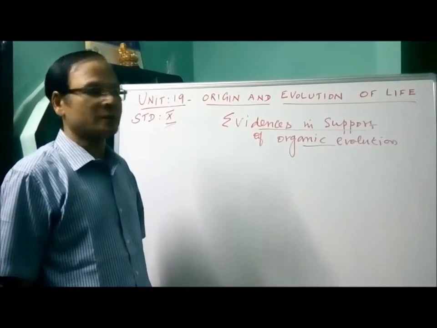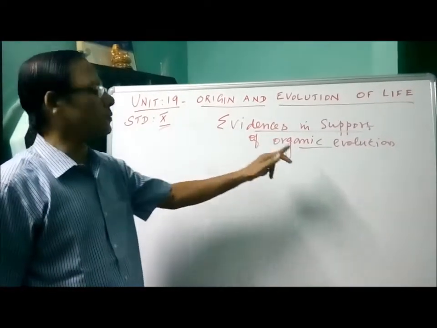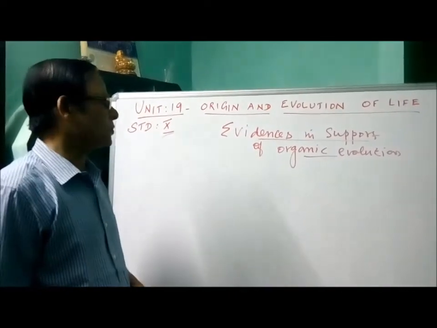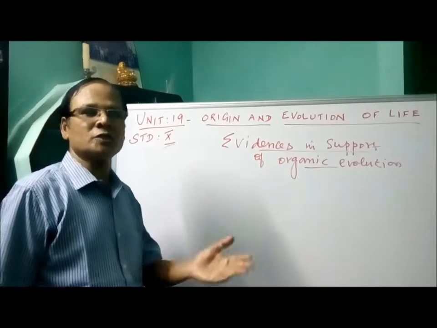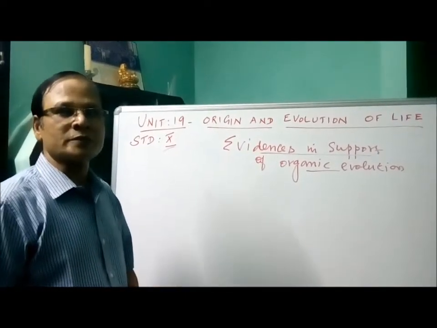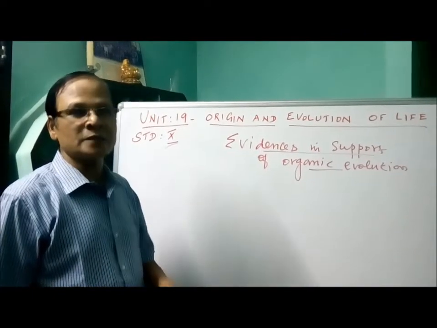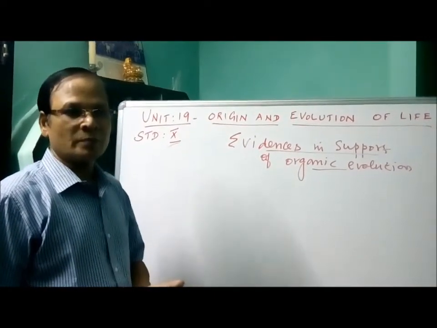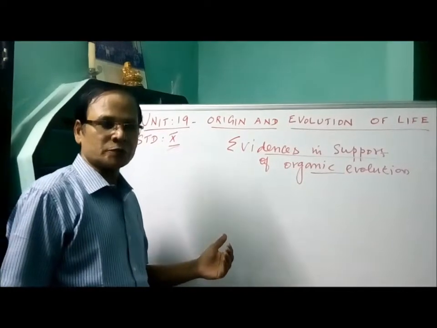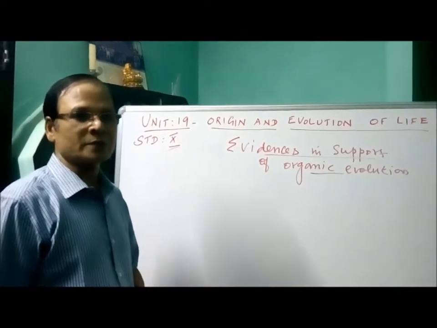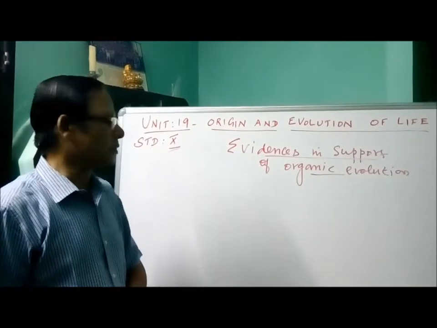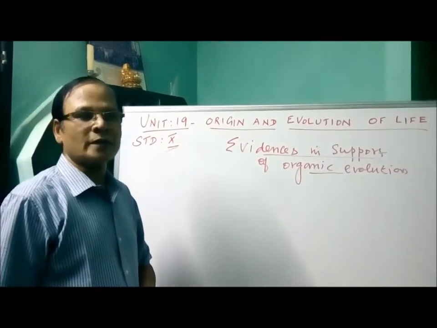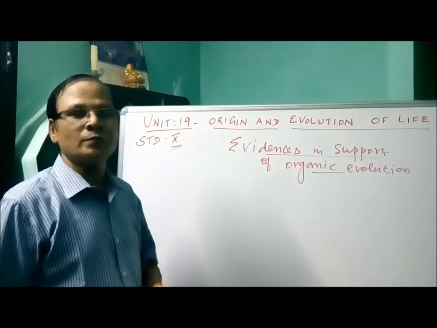The next part of the lesson is evidences in support of organic evolution. If you want to understand the concept of evolution, you have to observe the interrelationships between the existing organisms and relate the similarities with the extinct organisms. These relationships are also supported by evidences from the various branches of biology.